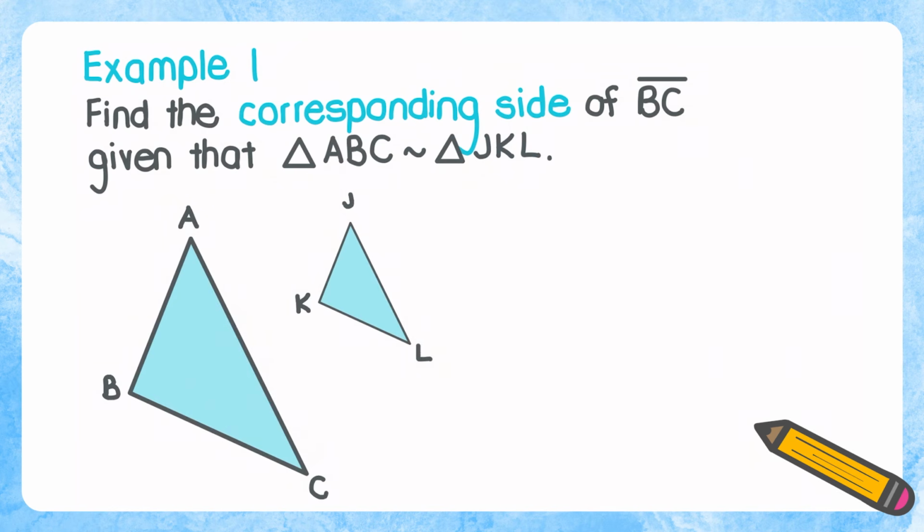For our first example, given that triangle ABC is similar to triangle JKL, let's find the corresponding side of side BC. That's this side right here. This one is pretty simple. There are no rotations or reflections, so we can simply look at which side matches up with side BC. Side KL. So the corresponding side of side BC is side KL. Notice how these line up in the similarity statements.